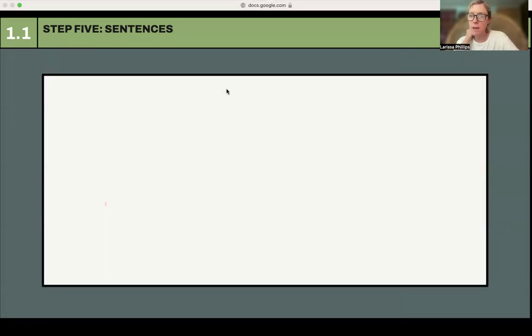Okay, let's do some spelling for sentences. The rat is mad. I'm going to break it up. The rat is mad. Can you write that? Remember, capital letter at the beginning, period at the end. Pause if you need to.